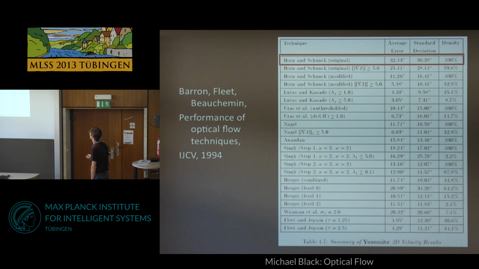Here is a table from an early evaluation of optical flow results, on this synthetic Yosemite Valley image sequence, and Horn and Schunck got the worst possible performance. They got more than 30 degrees of angular error. They were just wrong all the time. So for many years, people said optical flow just can't be solved. It's ill-posed. You formulate this objective function, you can't optimize it, and the problem is just not even worth thinking about.